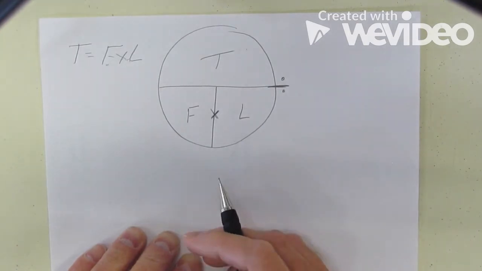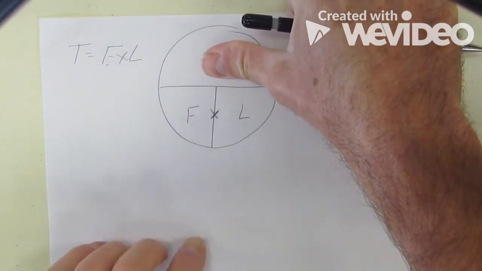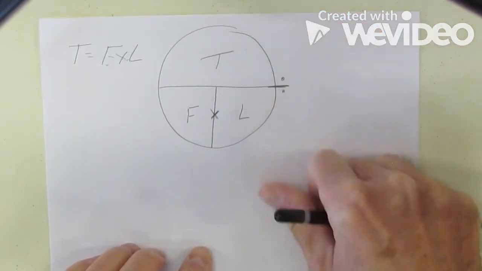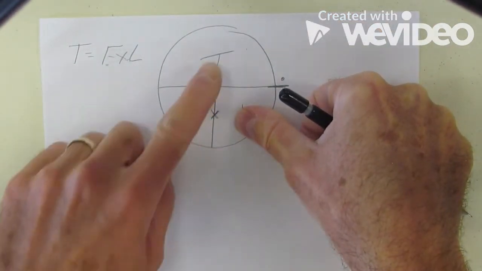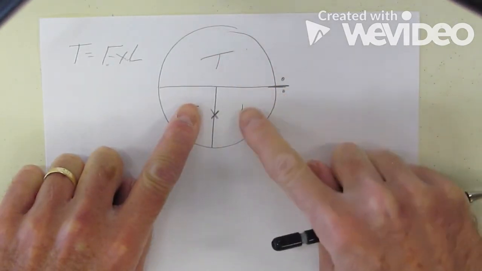So the way this works is, if I want to solve for torque, I take my thumb, cover up the t, and I can see that my formula is F times L. If I want to solve for L, I cover up L. It's t divided by F. And if I want to solve for F, I cover up F. It's t divided by L.